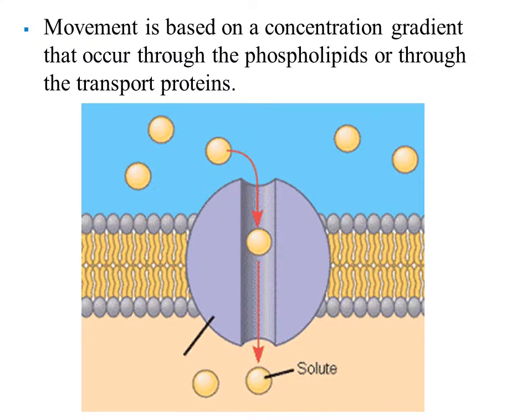Movement is based on a concentration gradient. Wherever the highest concentration of the molecule is, the molecules will move in the opposite direction. These molecules are going to move through the phospholipids that make up the cell membrane, or the molecules can move through what is called a transport protein.